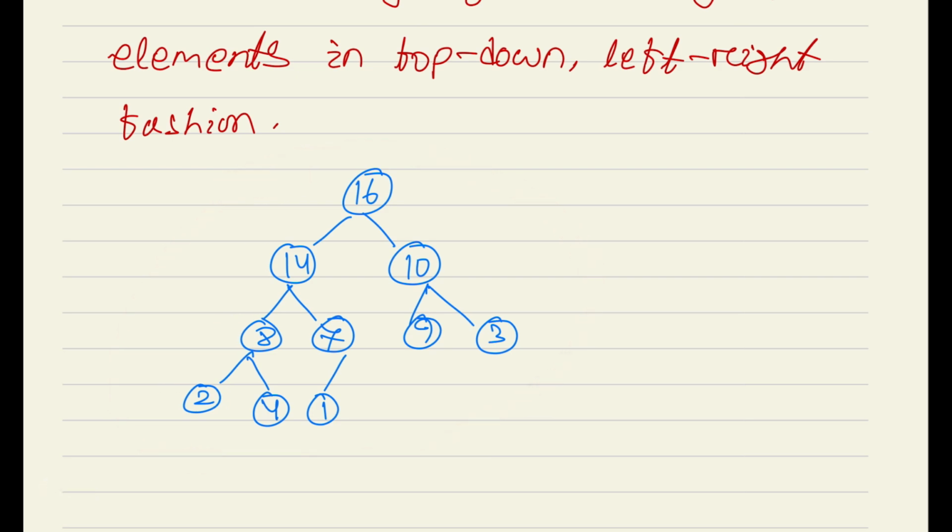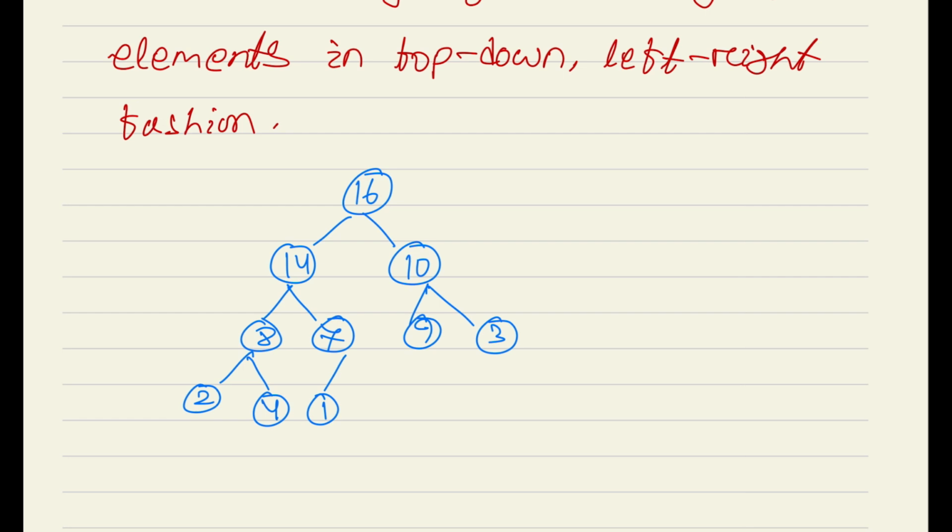You can also verify. It is a complete binary tree and all the key values of the parent are greater than the children. So 16 is greater than 14 and 10. Similarly 14 greater than 8 and 7. Similarly 8 greater than 2 and 4. Similarly 10 greater than 9 and 3. 7 greater than its child 1. So for all the parent nodes, the value is greater than its children, and it is a complete binary tree. So we can say this is a heap.